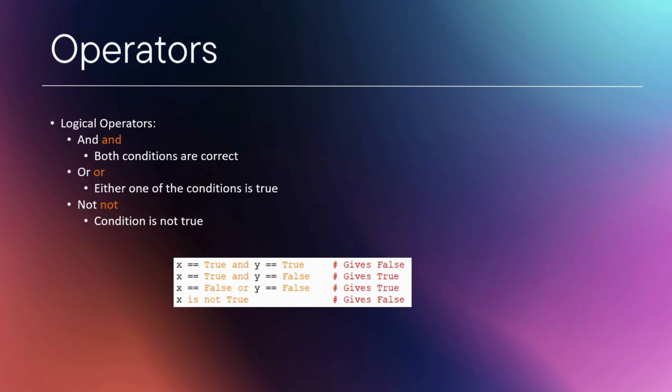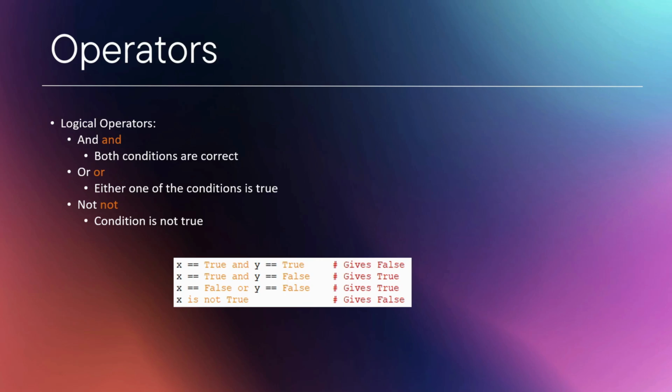And the final operator type we have are the logical operators. So these are basically used to check two different statements or two different comparisons. There are three types of logical operators. These are AND, which means that both conditions are correct, OR, which means that either one of the conditions is correct, and NOT, which is the opposite, like the equal to operator.